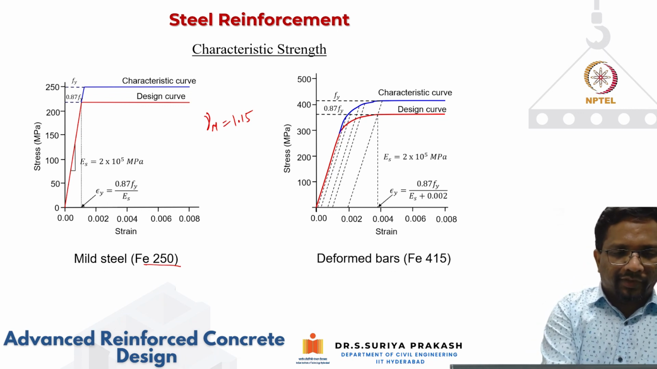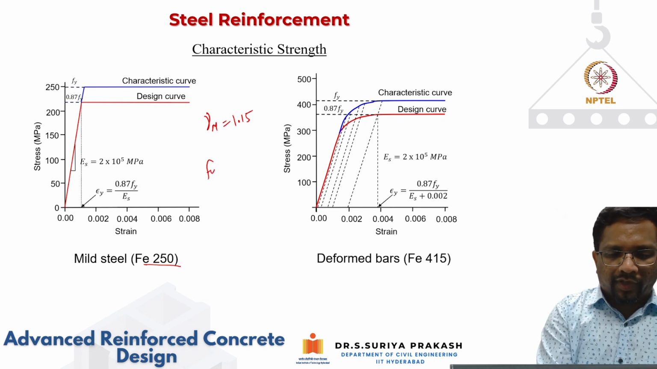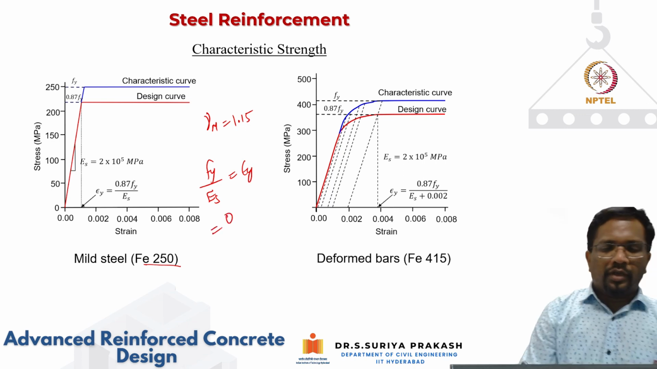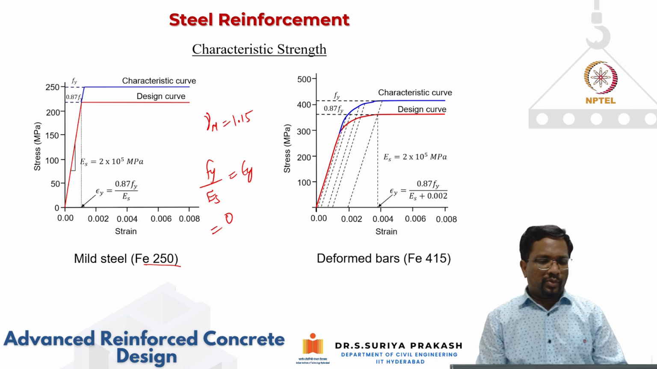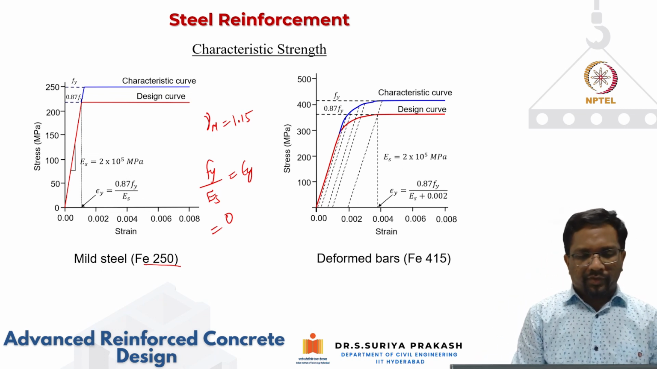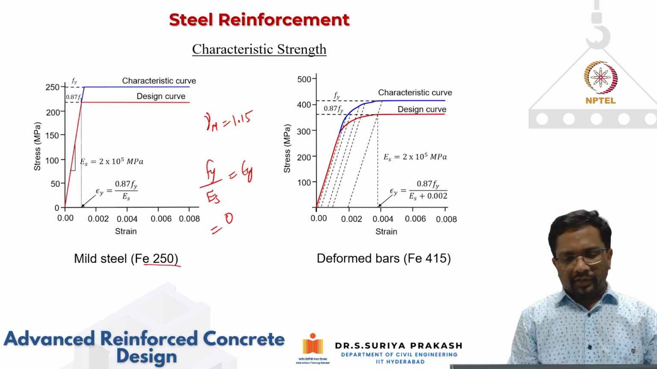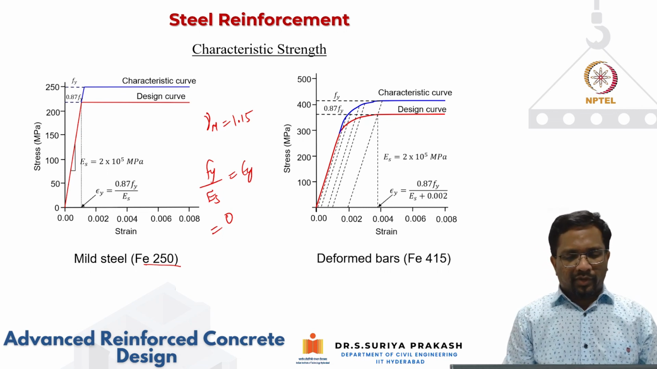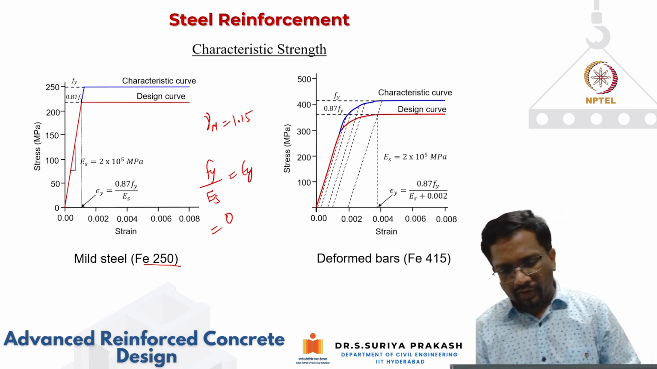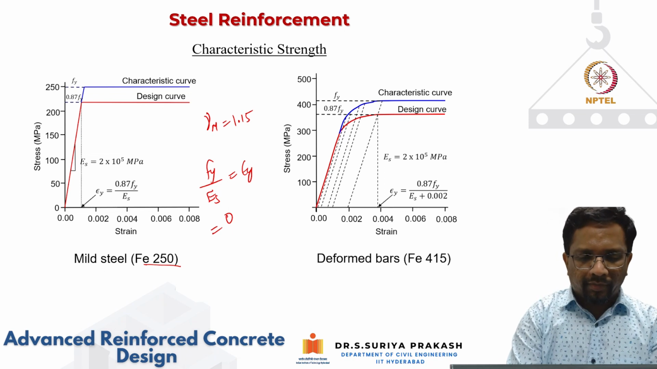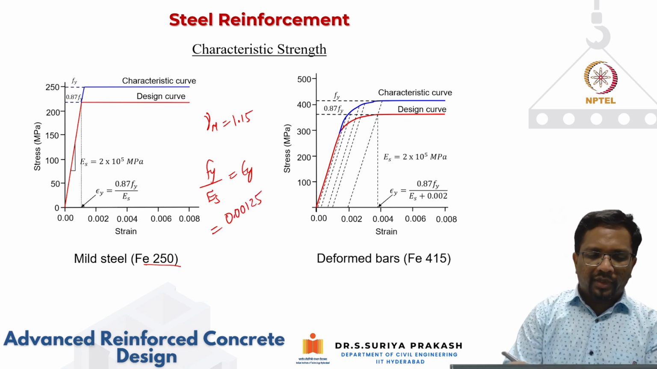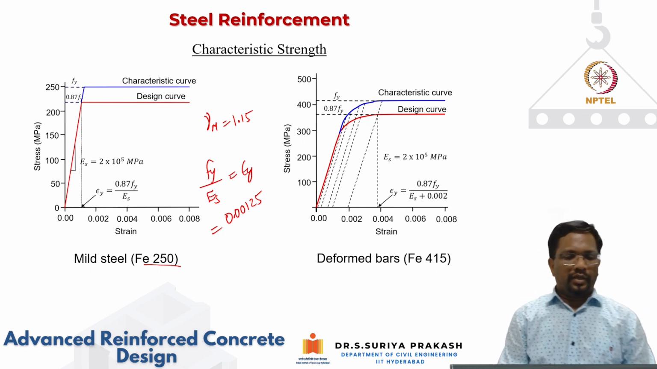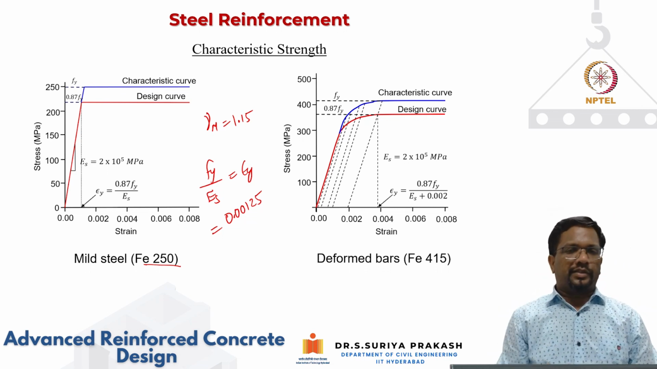For the characteristic curve, epsilon y is Fy by Es. That works out to be 250 divided by 200 into 10 to the power of 3, right? So 200 into 10 to the power of 3, or 200 gigapascal. If you substitute that, you're going to get 0.00125 as your actual yield strain from the characteristic curve.